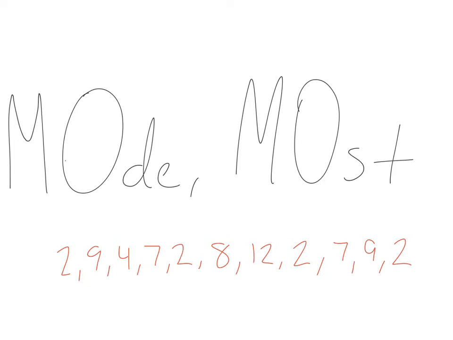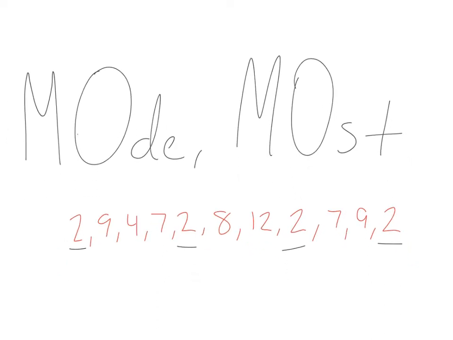We've got 2, 9, 4, 7, 2, 8, 1, 2, 2, and we just need to figure out if there are any repeats, and if so, are there multiple repeats? Is there a piece of data that repeats twice or 3 times or 7 times? So let's see. 2, 9, 4, 7, 2. Okay. 8, 1, 2, 7, 9, 2. So I'm seeing a 2 there, a 2 there, a 2 there, and a 2 there.